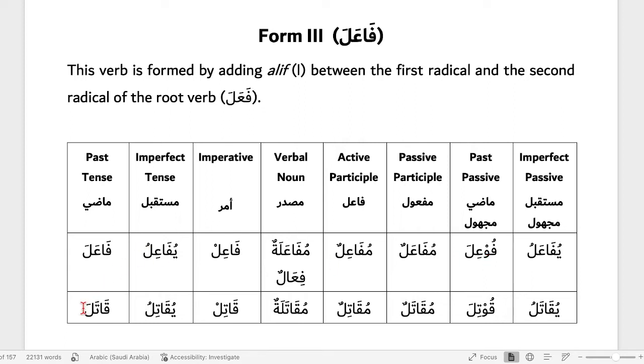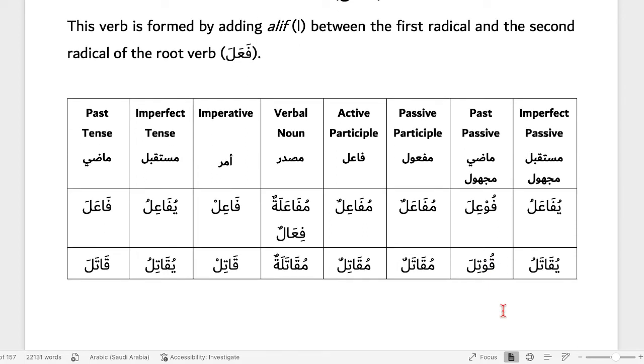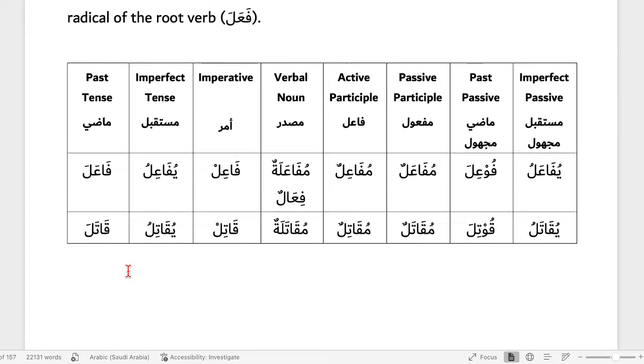So let's take this common verb, katala, yukatilu. Amr is katil, mukatalatun, mufa'alatun, mukatalatun. It can be this or that. Mukatilun, mukatalun, kutila, yukatalu. This form is not much used in Surah Yasin, so I'm showing this one example only.